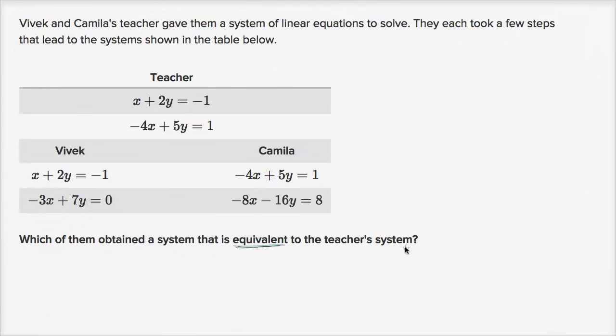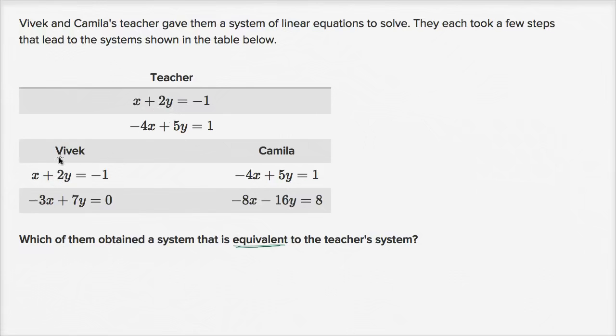So the first question we should ask ourselves is what does it mean to even have an equivalent system? For our purposes, an equivalent system is a system that has the same solution. So if there's some XY pair that satisfies the teacher's system, that is the solution to the teacher's system, well, Vivek's system, we're going to call it equivalent if it has the same solution. Similarly, if Kamala's system has the same solution, then we're going to call it equivalent to the teacher's system. So let's make some comparisons here.